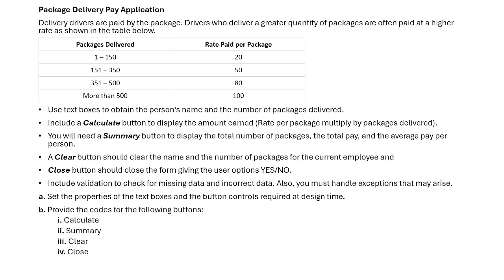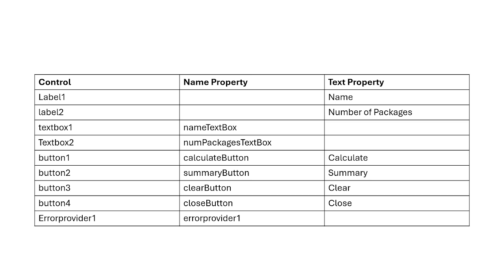So in this question, the first thing they asked us to do was to use text boxes to obtain the person's name and the number of packages. So the text boxes we require are just two: a text box that is going to take the person's name and another text box that is going to take the number of packages. So let's go to the next page, and this is exactly how you are expected to answer the A section.